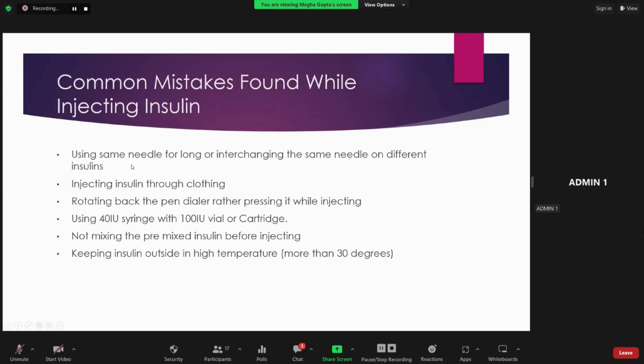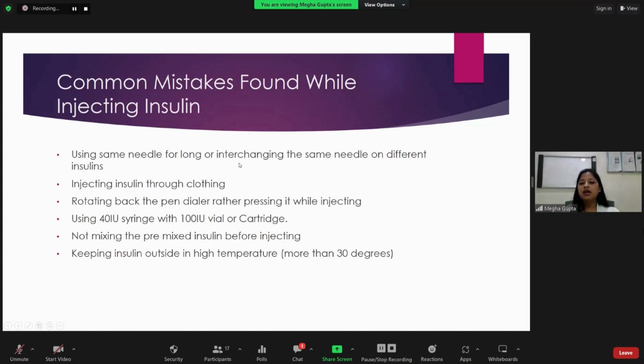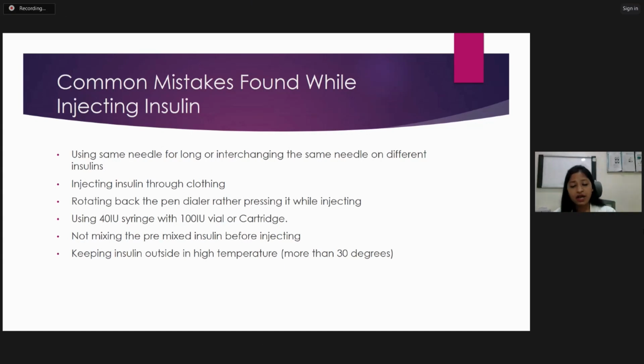People come using the same needle for a longer period of time and interchanging the same needle on different insulins. Like if a patient is on Novorapid and on Lantus, they're interchanging the same needle on Novorapid and Lantus. You have to tell the patient that we cannot do this. Ideally, one needle is for one use, but maximum we can use it up to 2 to 3 pricks. So for Novorapid that we're using 3 times in a day, we can change the needle after the second or third prick. And for Lantus, after 2 to 3 days, they have to change the needle.